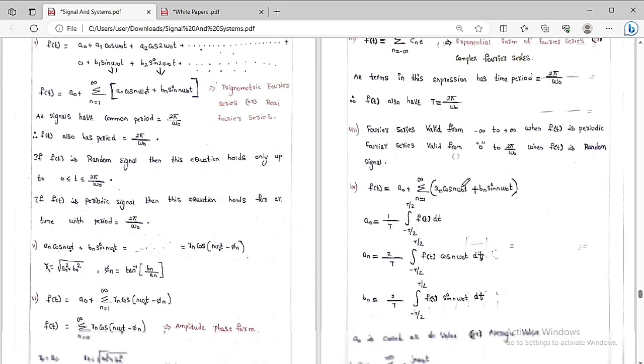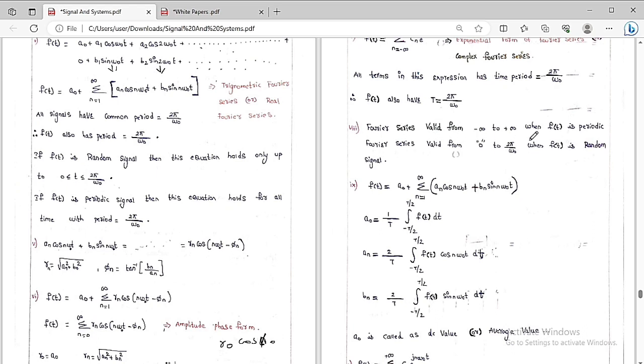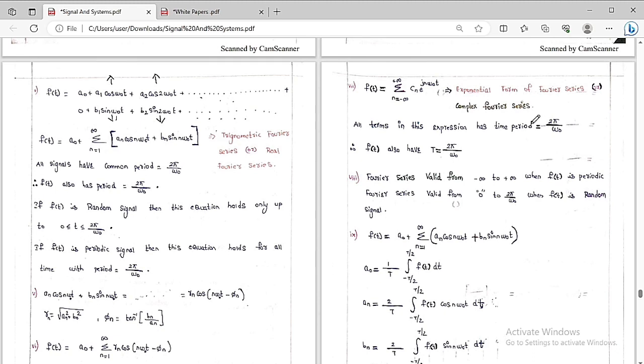Now the next point: the Fourier series is valid from minus infinity to plus infinity when f of t is periodic, and valid from 0 to 2 pi by omega naught when f of t is a random signal. I already told you. Whatever this expression is, it is valid from minus infinity to plus infinity for a periodic signal. If it is a random signal, then this expression is valid only for 0 to 2 pi by omega naught.